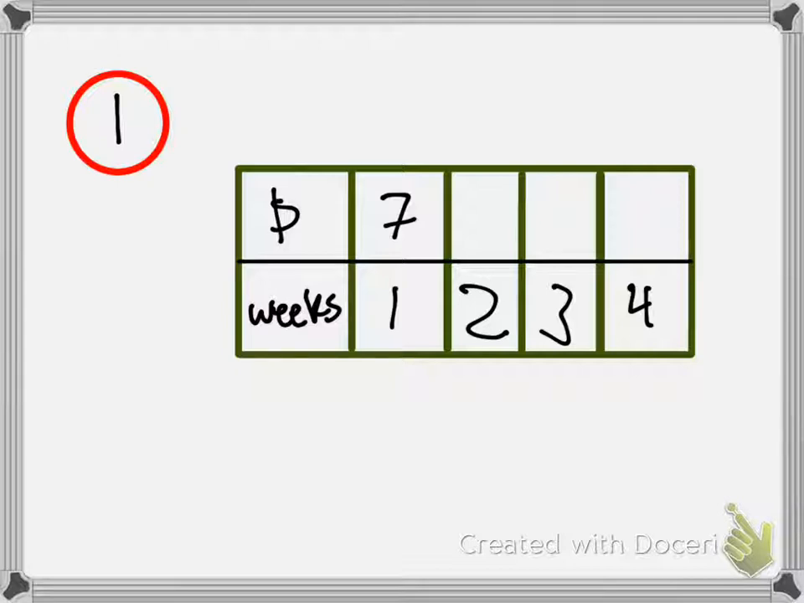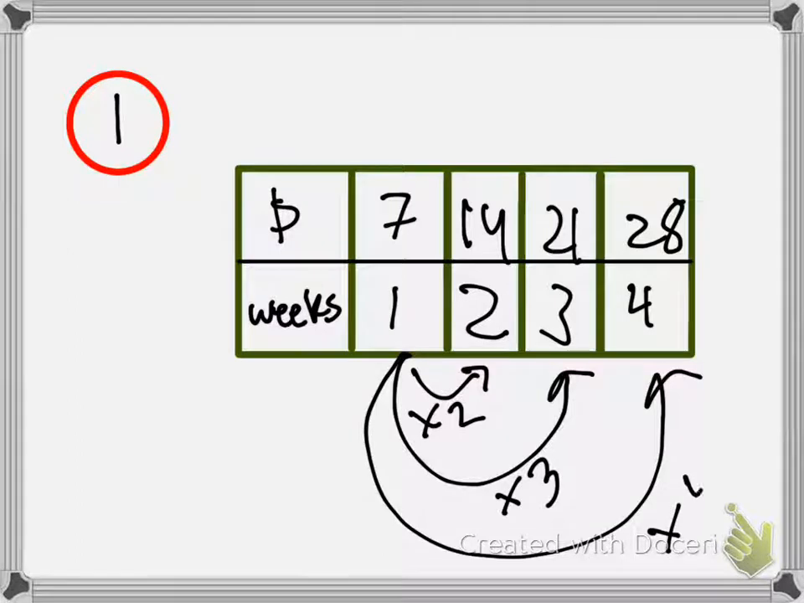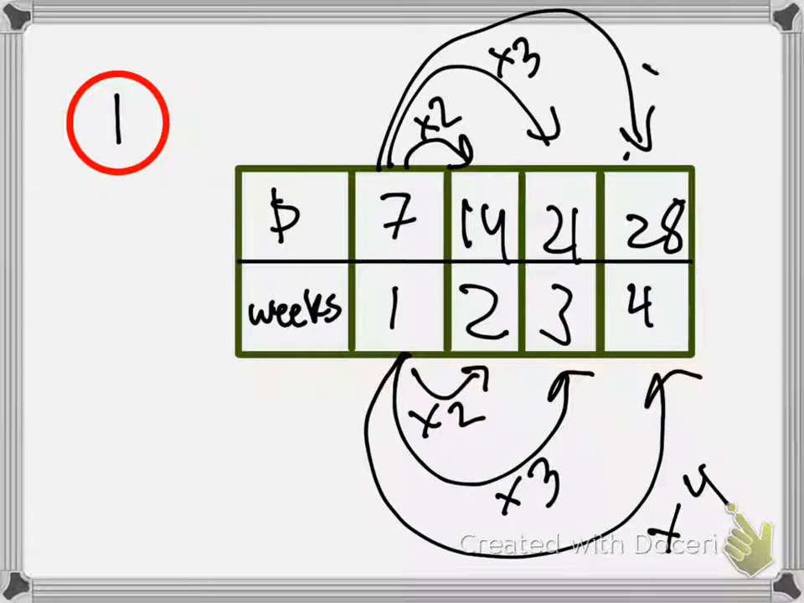So then the top one, I really just counted by sevens because it was 1, 2, 3, 4. So I just did 7, 14, 21, and 28. Excellent. Another way we could have gone about it. Perfect. This is times 2. This is times 3. This is times 4. So the same way. Times 2, times 3, times 4. Exactly. Great job. Both ways work. We did repeated addition, which is the same as multiplication.